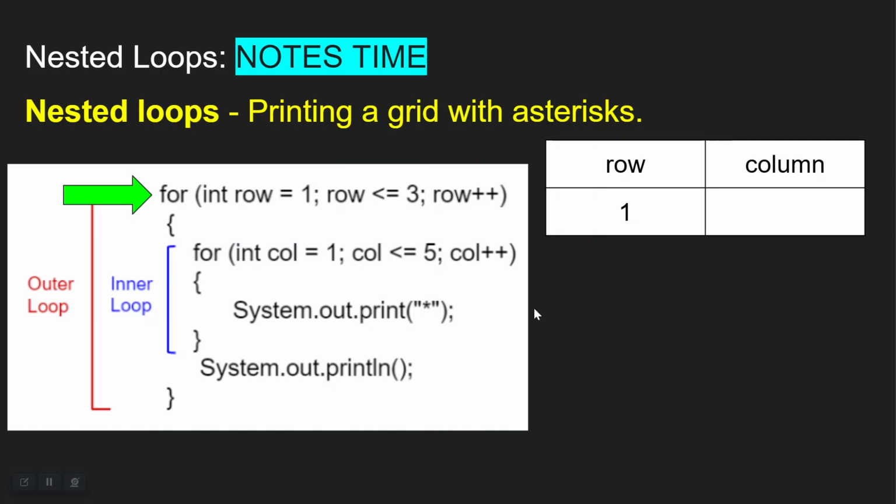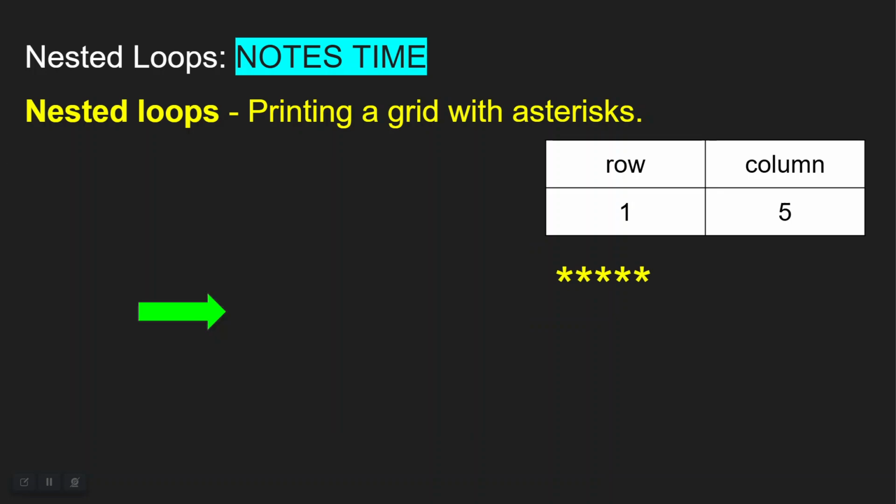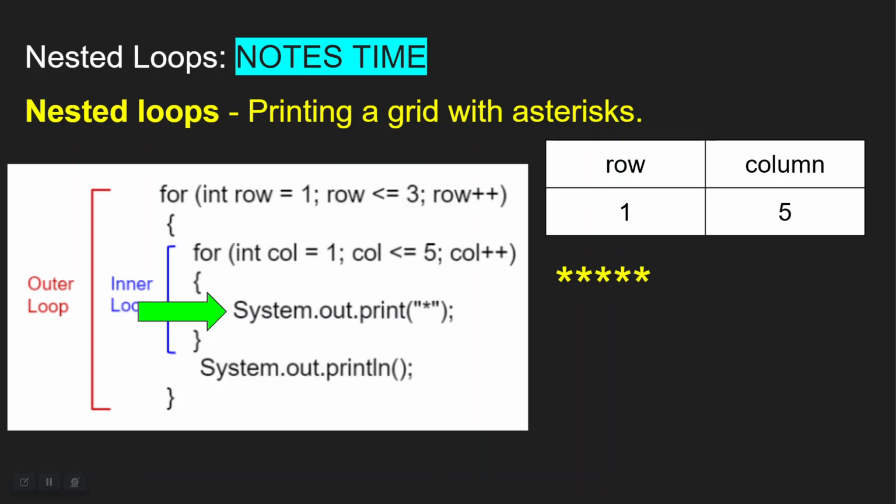When the row is set to 1, we now go into our inner loop. So our column is now set to 1. And now we have to print an asterisk, but we need to also stay within our loop here. We have to actually print this 5 times. So column goes all the way up to 5. And now we encounter our System.out.println statement, which takes us down to the next line of our console.